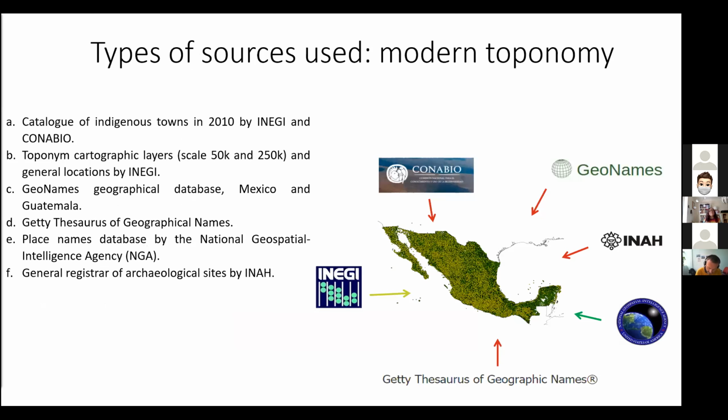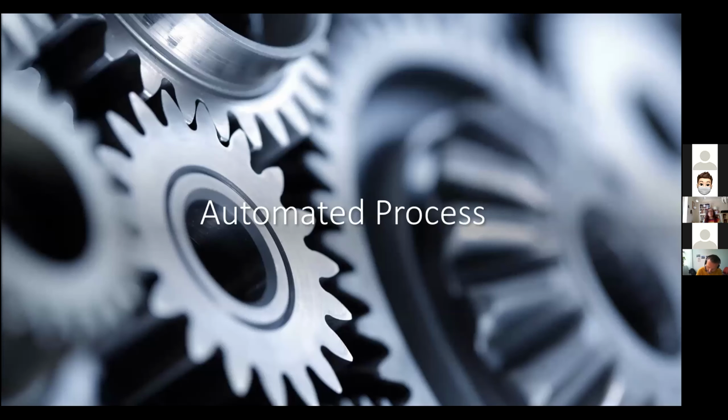And finally, we also made use of modern sources of toponymy, and this included all the sources that you see on the screen. This went from the Heritage and Monument records from the National Institute of Anthropology and History, the modern databases from the Geographic Institute in Mexico, and so on.